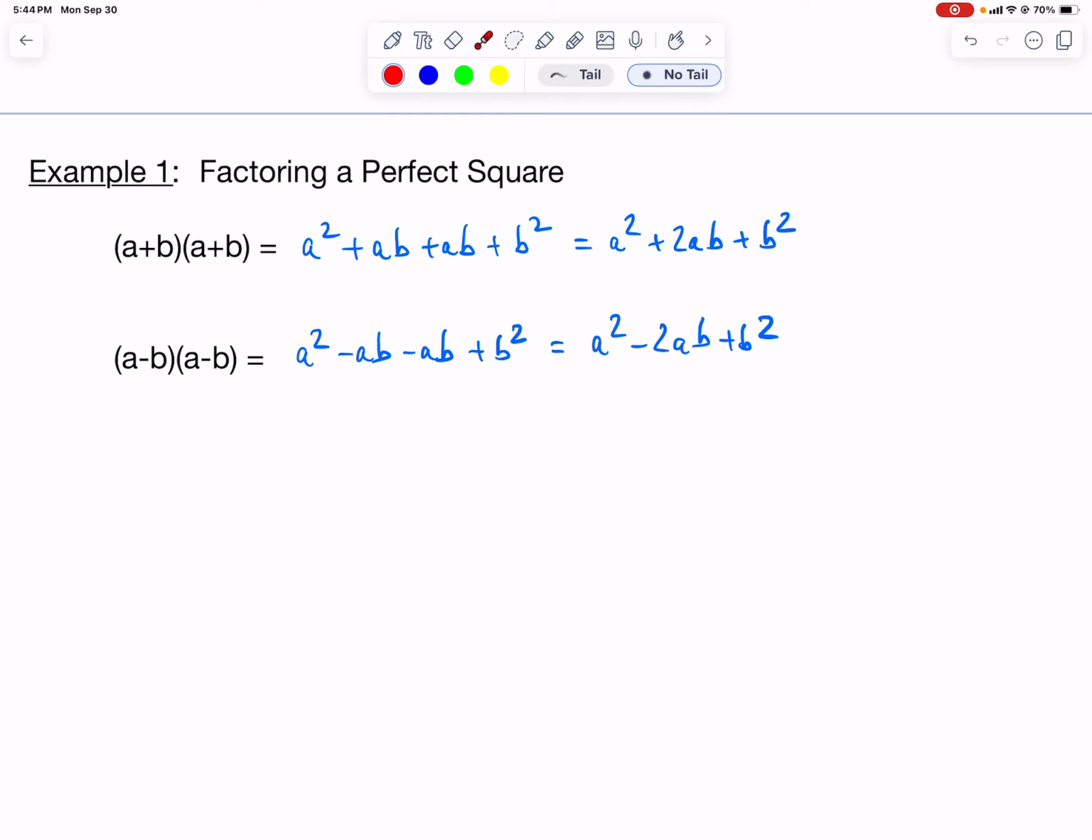Okay, so take a look at this format. When we have an a squared plus 2ab plus b squared, or an a squared minus 2ab plus b squared, this is going to be an indication that it is a perfect square. Perfect square meaning a plus b squared or a minus b squared. So let's go ahead and apply this to a particular example.